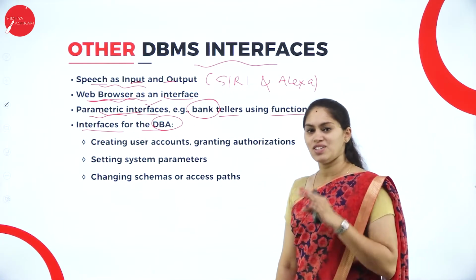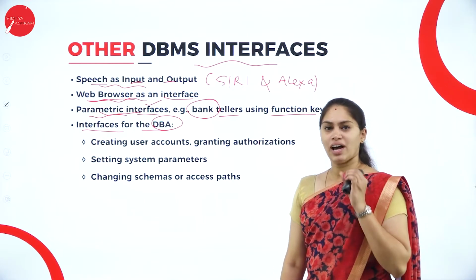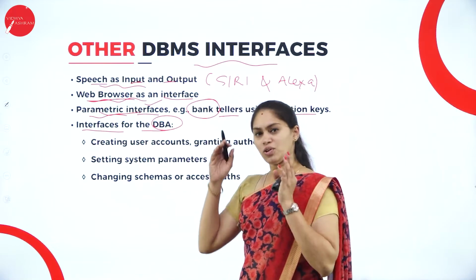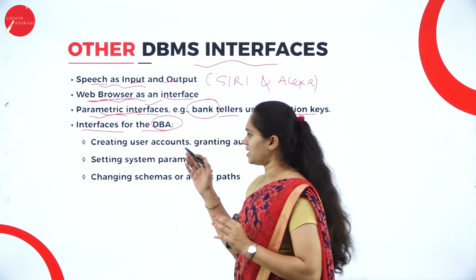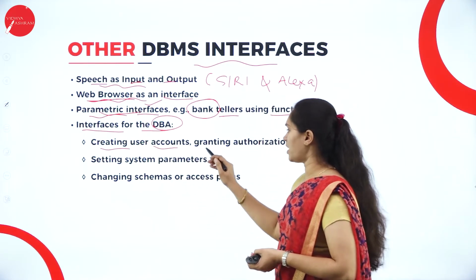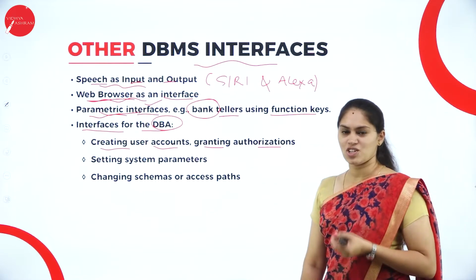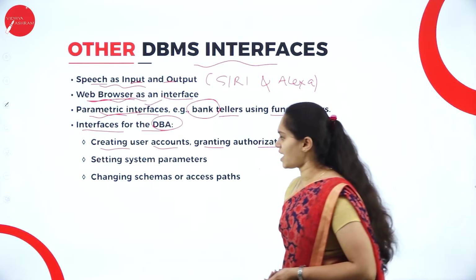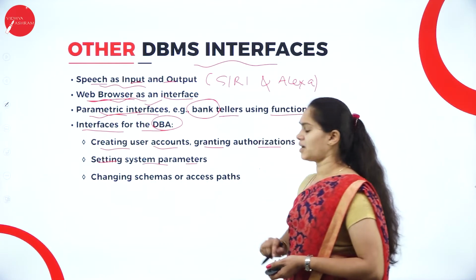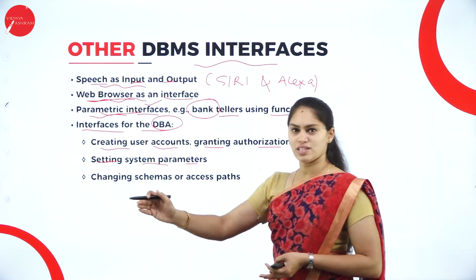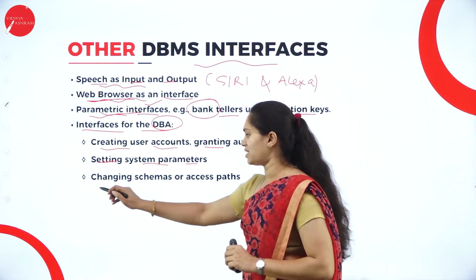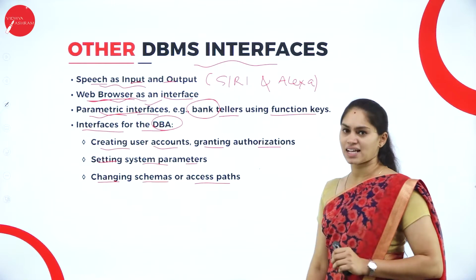The database administrator, as I told earlier, is going to have the utmost privilege. So they are going to have some specific interfaces for them. They can create user accounts and grant authorization. They can provide access to a genuine user. They can create their accounts as well as set system parameters. These are the set of rules and regulations that you must follow if you want to talk to a database. And also changing the schemas or access paths.